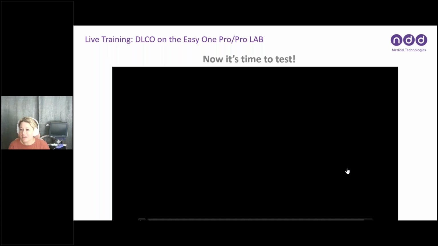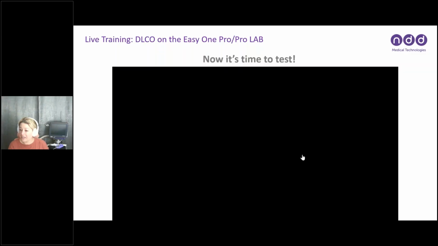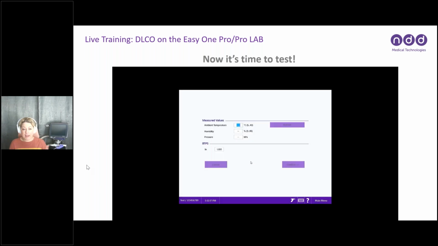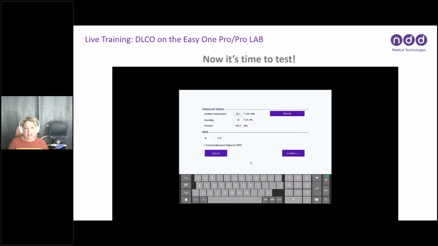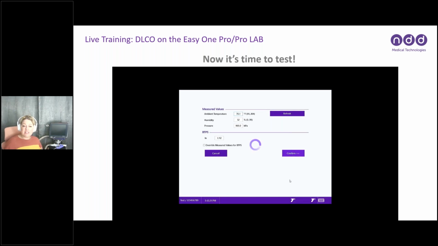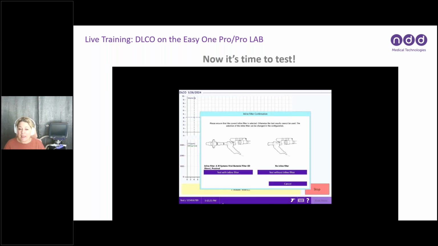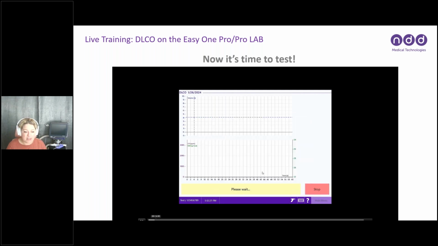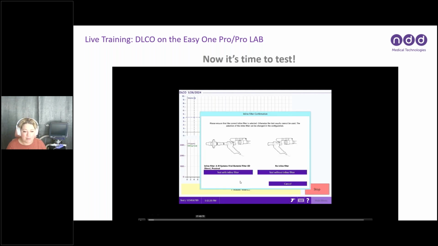So I'm going to go ahead and share my screen again with you here, and we're going to talk through the test. All right, so I am selecting the DLCO test. The Pro is measuring our environmental settings in real time with a sensor on the back of the device. So we can take a look at those and press confirm. I'm going to back up just a little bit there. You can see that the filter option for the EasyOne Pro is displayed on the left-hand side. The traditional spirette is on the right.